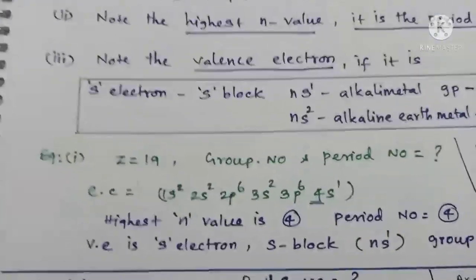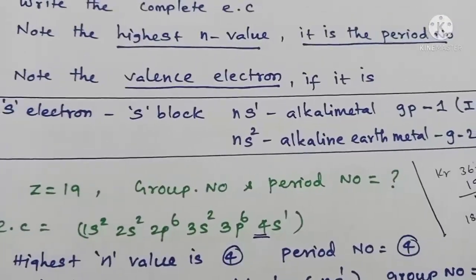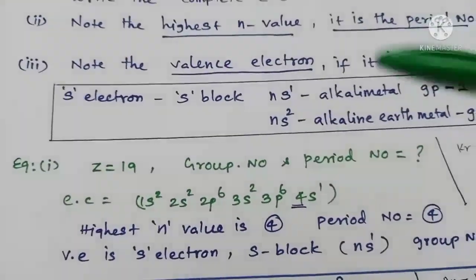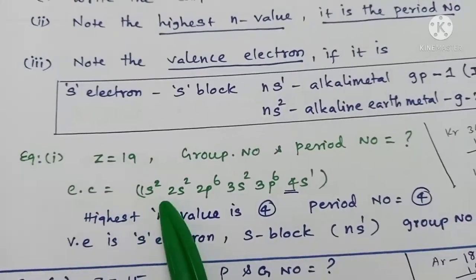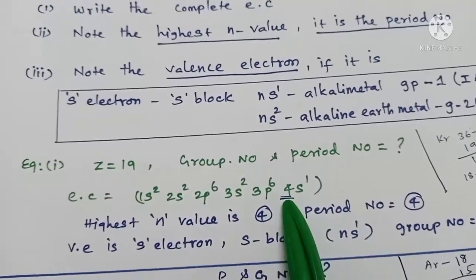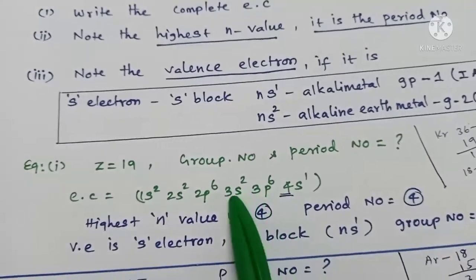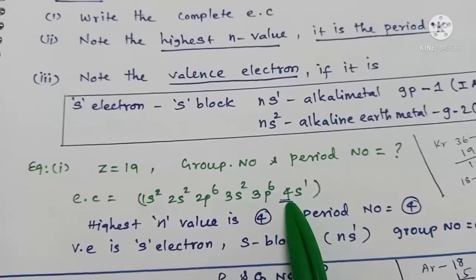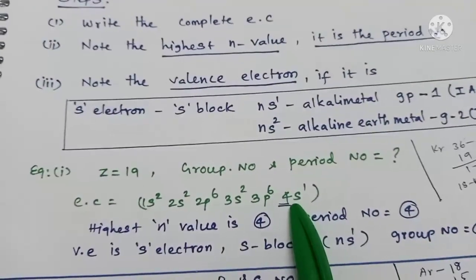The first question: an element with atomic number 19. Find out the group number and period number of that element. Using the atomic number, I am writing the complete electronic configuration. So this is the complete electronic configuration. I am looking at the highest principal quantum number, which is nothing but 4. These numbers written before the orbitals are nothing but principal quantum numbers. The highest principal quantum number is 4, so this element belongs to period number 4.